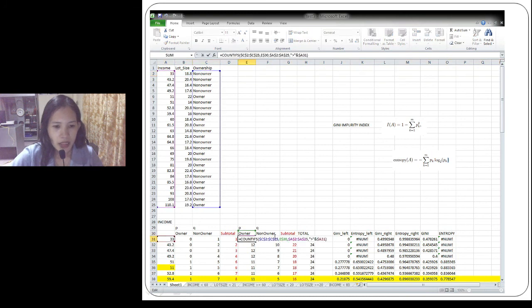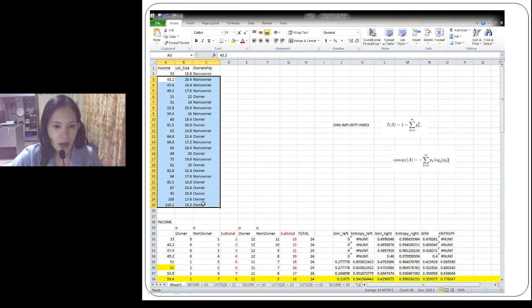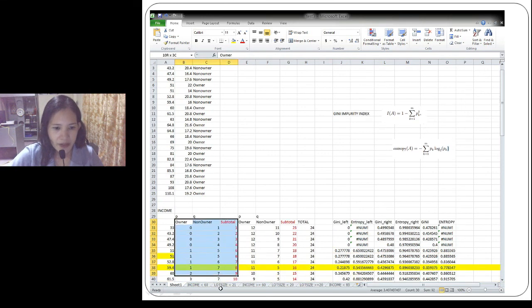For the next owner and non-owner, it is the greater than 33. So greater than 33, how many owners do we have here? We have 1, 2, 3, 4, 5, 6, 7, 8, 9, 10, 11, 12. And non-owners here are 11. The total of 12 plus 11 is 23. Then the total number of records is 1 plus 23, which is 24. So we copy the formula down, and then we compute the GINI left.